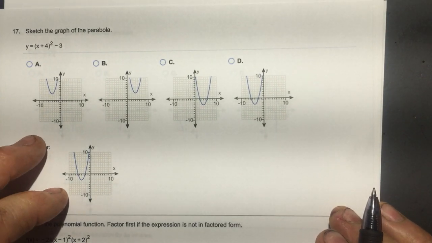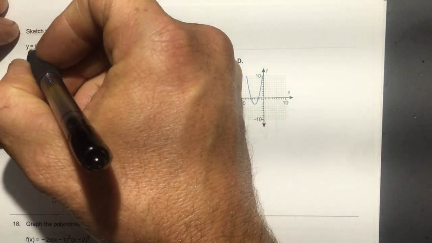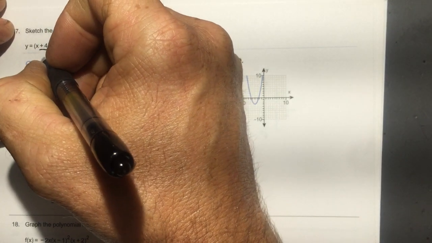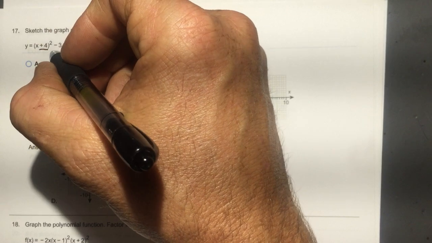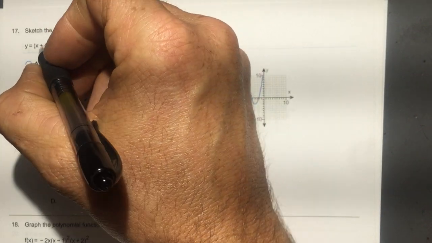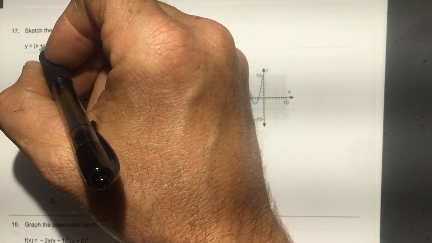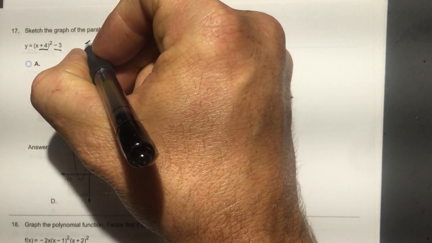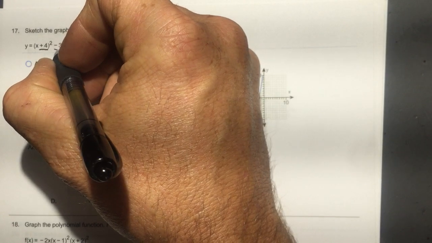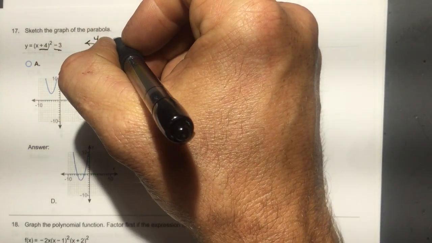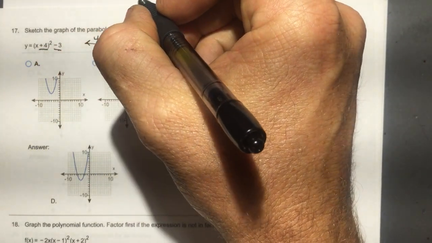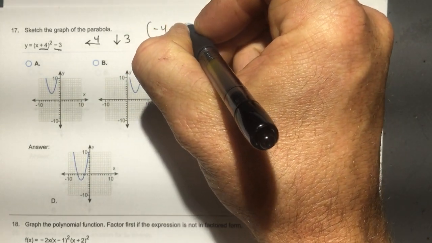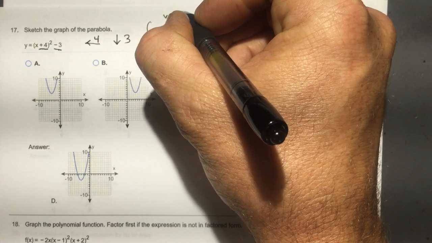17. We're sketching this graph. Okay, now look here. We've got horizontal shift right there. And then right here we got vertical shift. This horizontal shift, remember now, it goes the opposite direction. So that means it's going to go to the left 4. This is vertical, which means it's going to go down 3. So my vertex should be at -4, -3. This is my vertex.